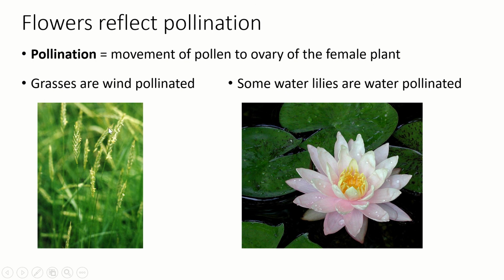So some of the simplest just rely on wind. These are actually the flowers of grass. Grass flowers are different because they don't have petals. So what you're looking at here are just naked anthers and stamen and pistils. These rely on wind to carry the pollen to another flower. Sometimes water lilies are water pollinated, meaning that the pollen just falls into the water and the current carries it to another plant.